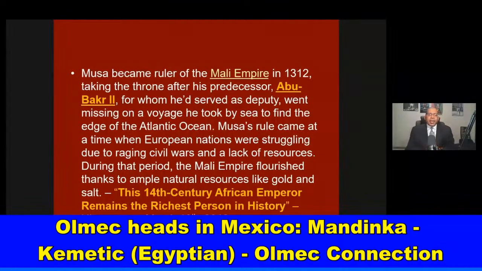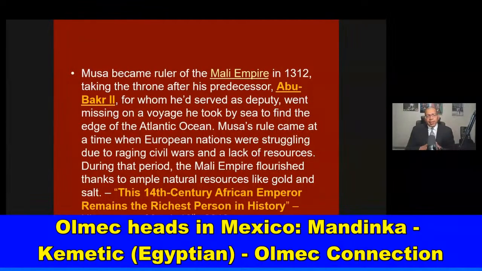Mansa Musa became ruler of the Mali Empire in 1312 Common Era, or AD, taking the throne after his predecessor, Abu Bakr II, for whom he'd served as deputy, went missing on a voyage he took by sea to find the edge of the Atlantic Ocean. Mansa Musa's rule came at a time, now this is extremely important right here.